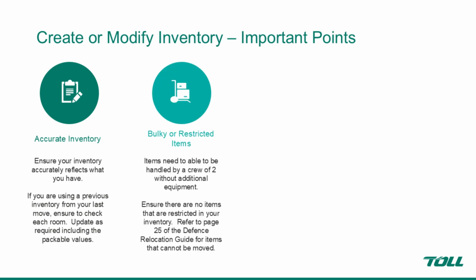Requests for the removal of large, bulky or heavy items, for example, non-portable heavy machinery items and workshop equipment, may not be approved. A non-portable item is one which cannot be handled by a crew of 2 people or would require additional equipment to move. There are a number of other items which cannot be removed in your household goods. Please refer to page 25 of the Defense Relocation Guide for the full list of items which cannot be moved. It is your responsibility to ensure your inventory does not contain any of these items.